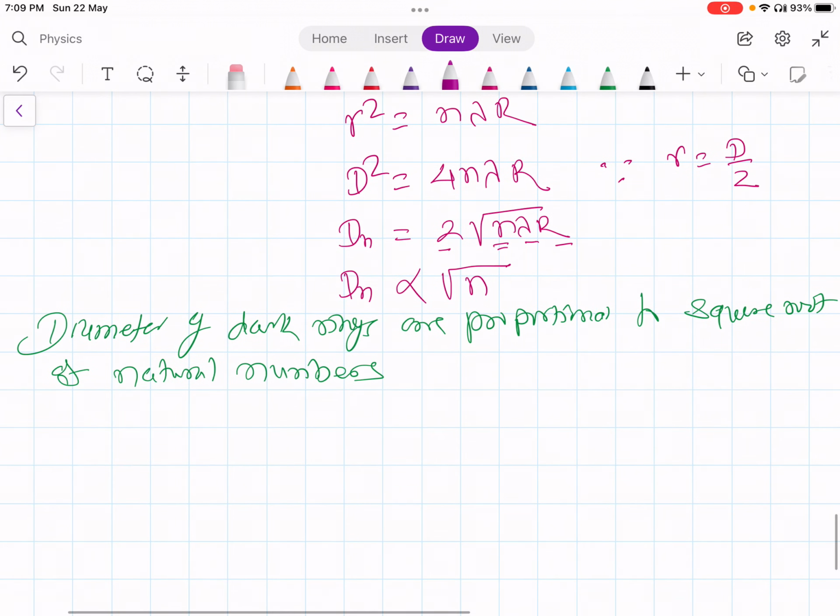So let us see the first application. The first application is determination of wavelength.